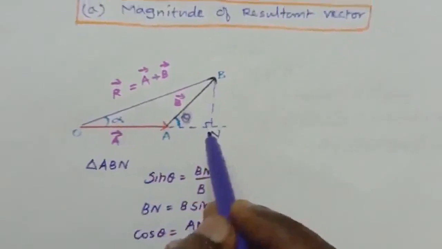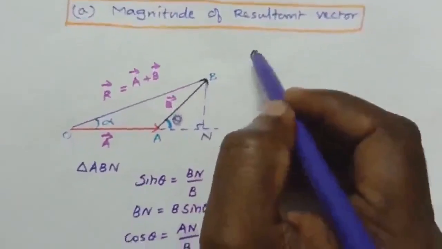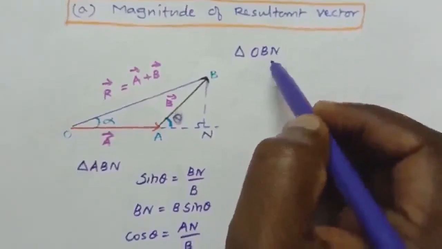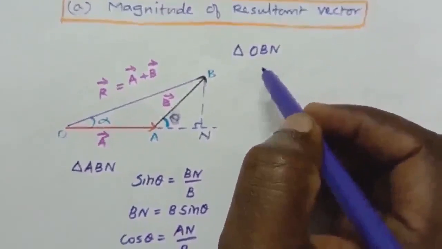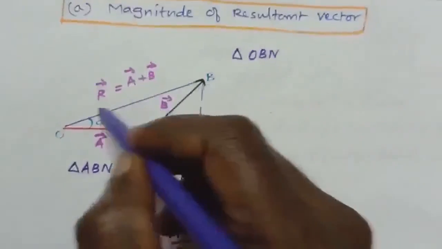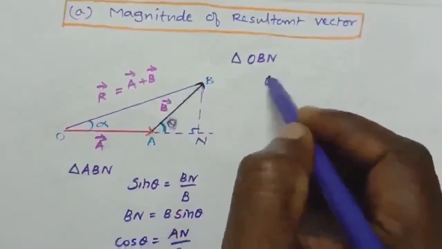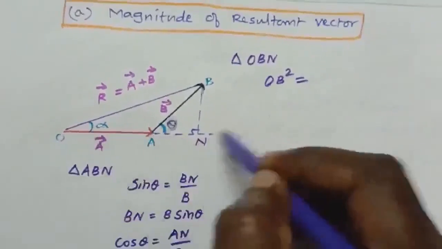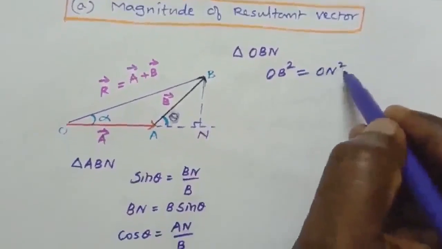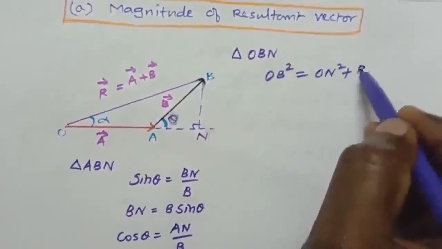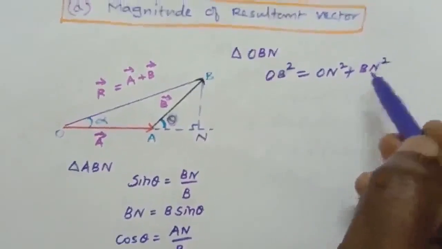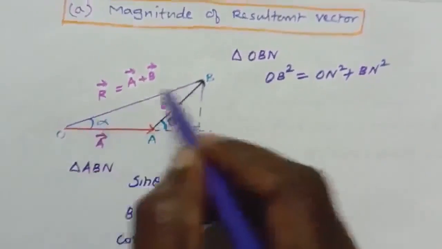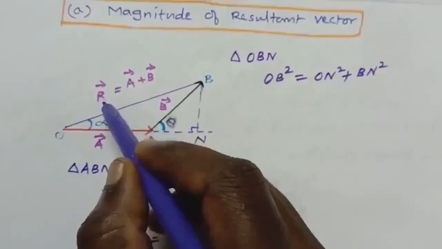For the right angle triangle OBN, we use the Pythagoras relation. What is the Pythagoras relation? OB square, that is the formula: OB square is equal to ON square plus BN square. Are you clear? Okay. What is the distance OB? OB distance is the R vector, now only magnitude.